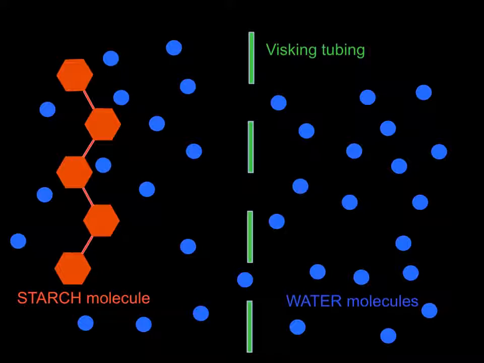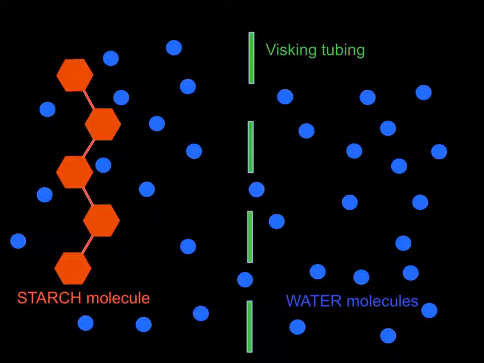Here we have a slightly different setup. This time, instead of glucose, we have starch molecules. You'll notice that starch is made of lots of glucose molecules, all linked together. The links we call bonds. This makes the starch molecule bigger than the glucose.